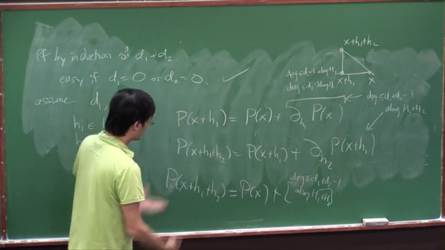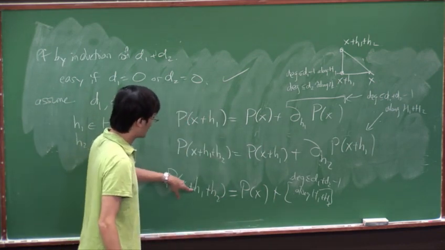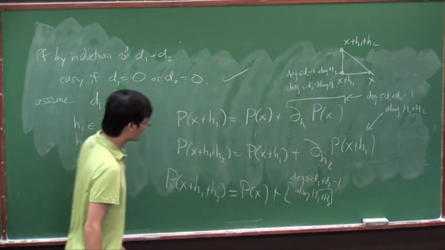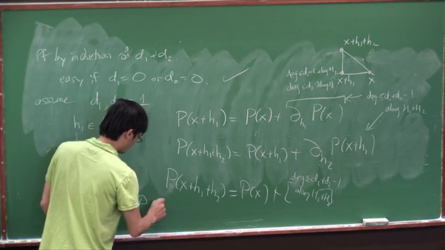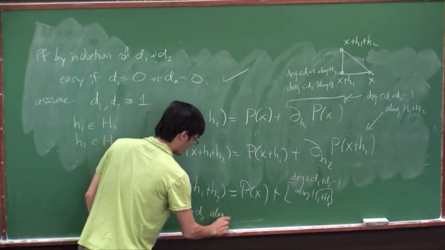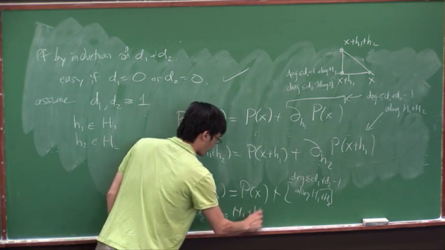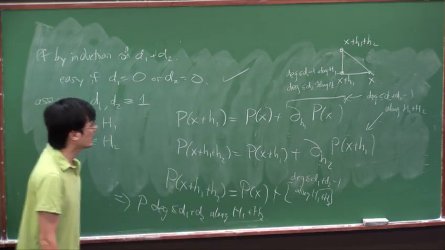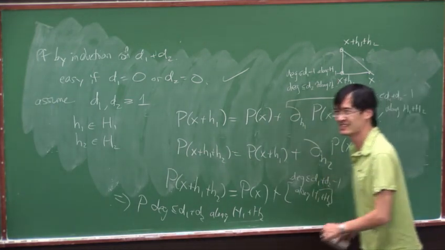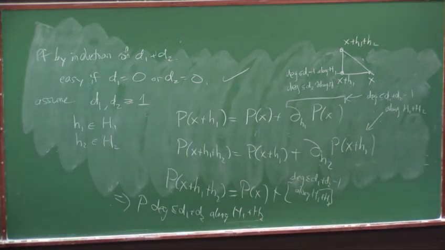Okay. And so what this tells you is that the derivative of P along the direction of h1 plus h2 is of degree d1 plus d2 minus 1 in the joint direction, and this implies that P is of degree d1 plus d2. Okay? So, yeah, the proof is basically this triangle in some sense. Okay, and so you sort of follow your nose with that.